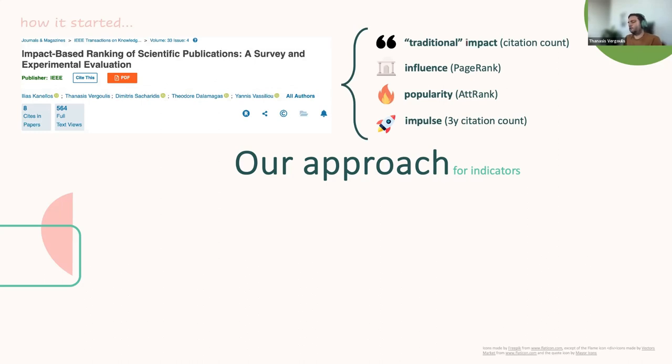This started as a research interest for us. Based on a work that we have done together with some PhD students that I co-supervised, we made a large survey and experimental study on different indicators for scientific impact based on citations. And we tried to see if all of these are measuring the same thing or something slightly different. And it happened that not all of them were focusing on the same aspect of impact, and not all of them were good at identifying different aspects of impact.